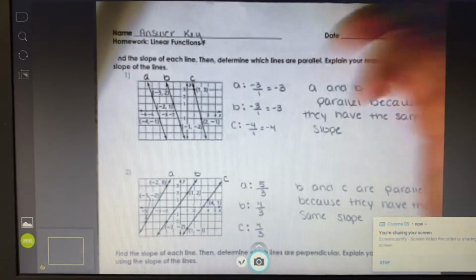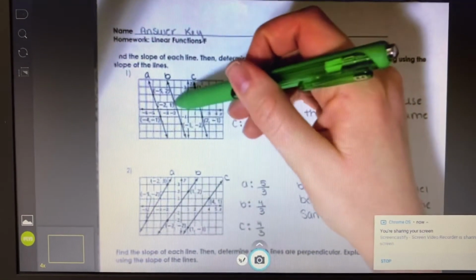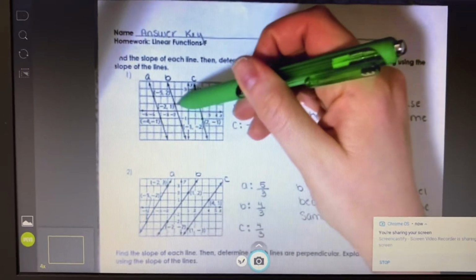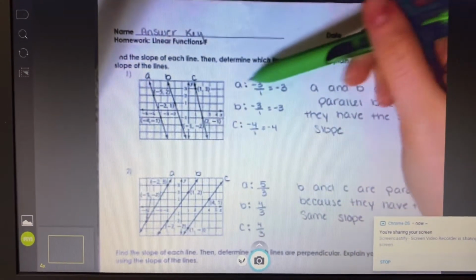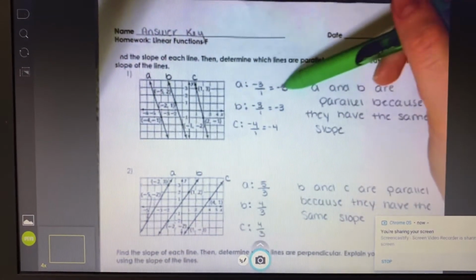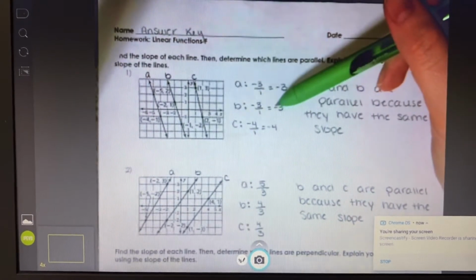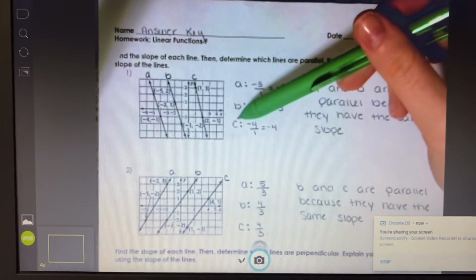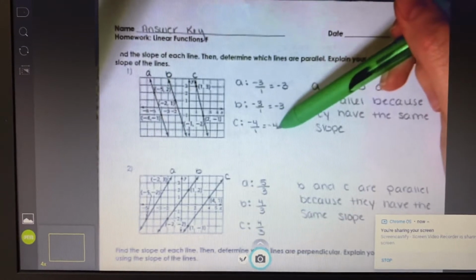So to find the slope, we want to pick 2 points, and you have to do the rise over the run. And when you do that for line A, your slope should be -3. Line B, slope is -3. And line C, the slope is -4.